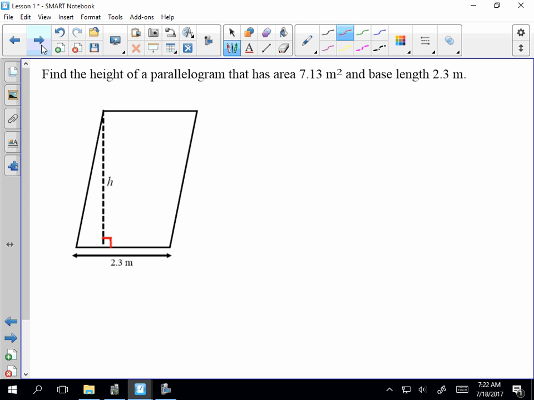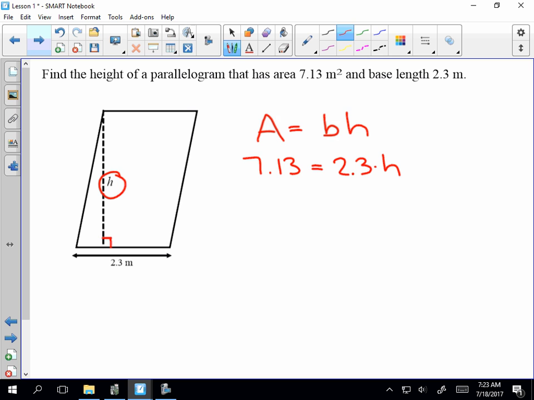Okay, now, we can work these problems backwards. We have three pieces in the formula. Area equals base times height. So as long as we're given two of the three values, we can always find the third. So in this case, the height is the question mark. It's what we're looking for. So then we have to plug in what we know. We know that the area is 7.13. We know that the base length is 2.3, and that base length is multiplied by h.